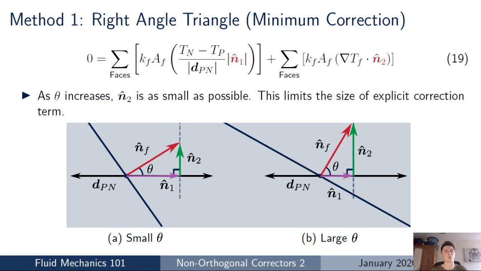This is part of the reason why bad meshes lead to divergence in CFD codes, because of the balance of these two summations. The source term is getting larger, while the implicit or the first term is getting smaller. So now we've looked at the right angle triangle approach, let's look at a few others.